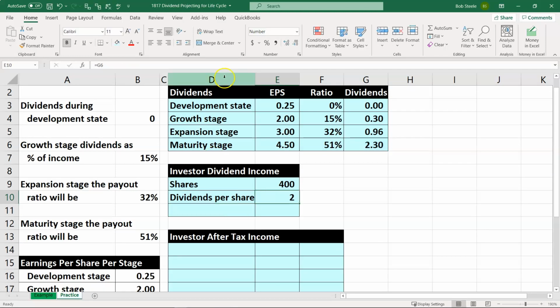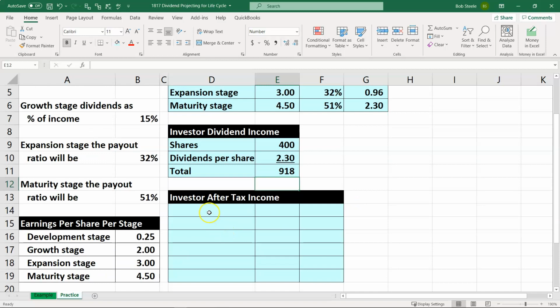Let's go ahead and add some decimal number group, a couple decimals. We're going to go to the font group and underline. That's going to give us our total. I'm just going to call it total. And this is going to be the 400 shares times the 2.3 per share. That's going to give us the 918 on the dividends. 918 on the dividends. Let's calculate the after-tax income then.